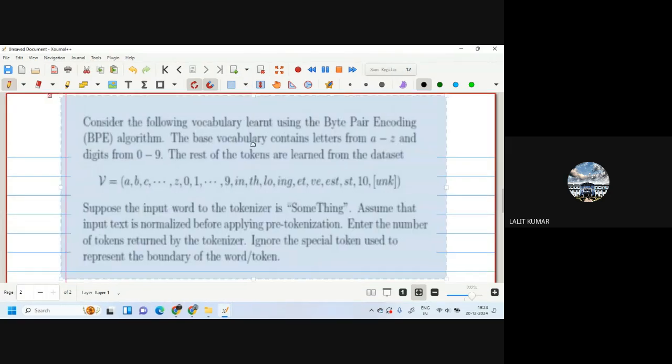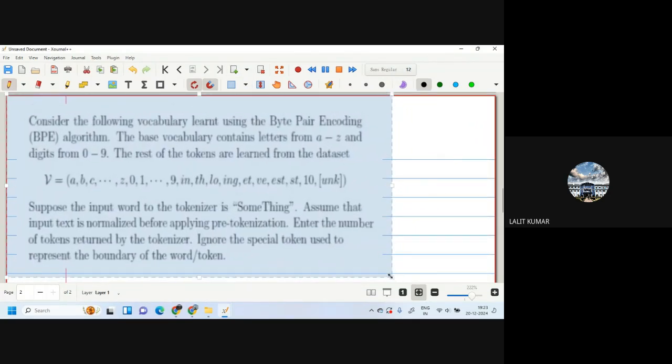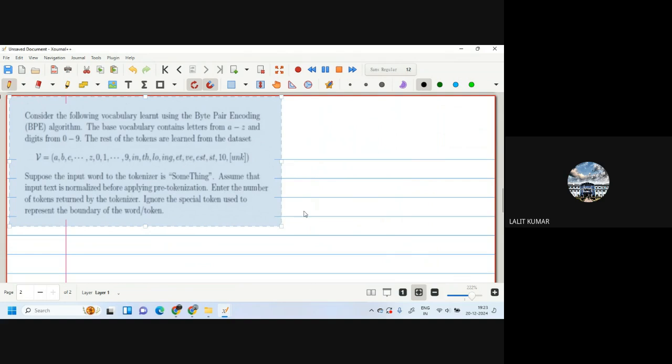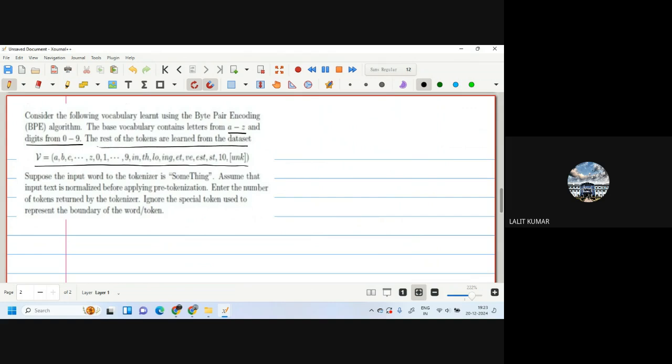This question is from BPE. Okay, byte pair encoding algorithm, and the base vocabulary contains A to Z and digits from 0 to 9. The rest of the tokens are learned from the dataset. So before taking on this question, we can cover the basics of BPE also. How do you do BPE?